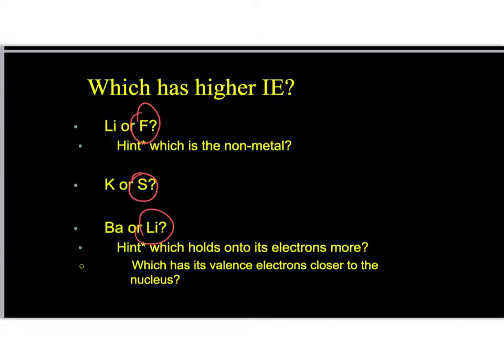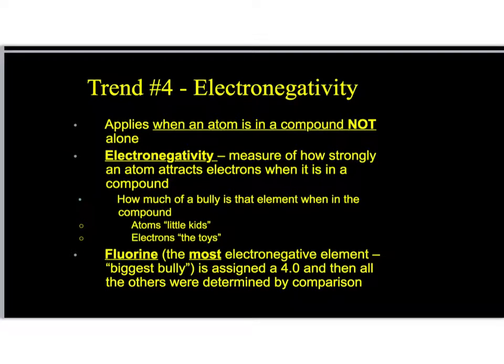Moving right along. Trend number 4 is electronegativity. So this applies when an atom is in a compound and not alone. Electronegativity measures how strongly an atom attracts electrons when it's in a compound. So how much of a bully that element is in a compound.